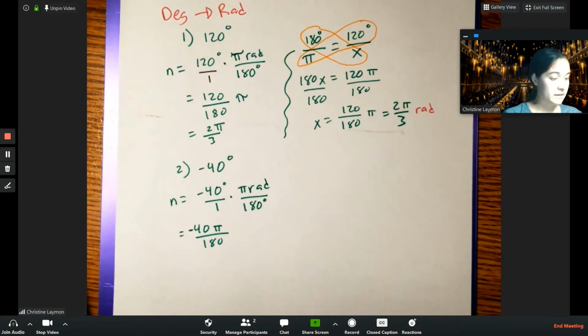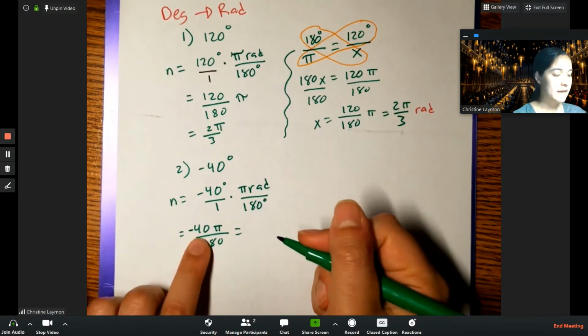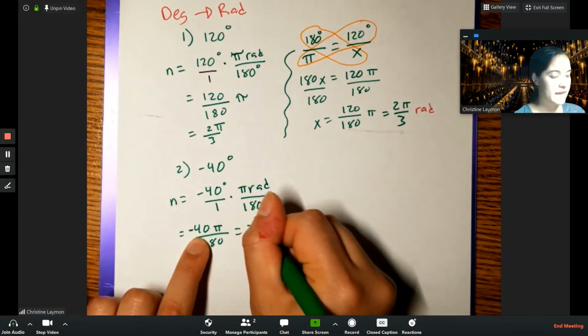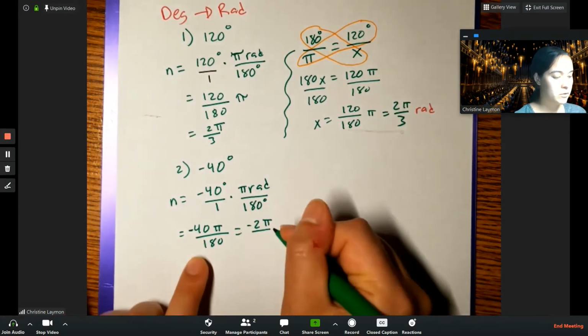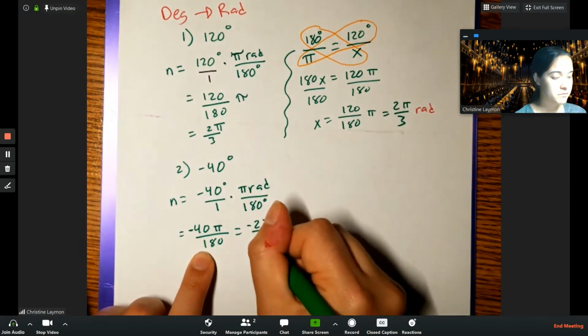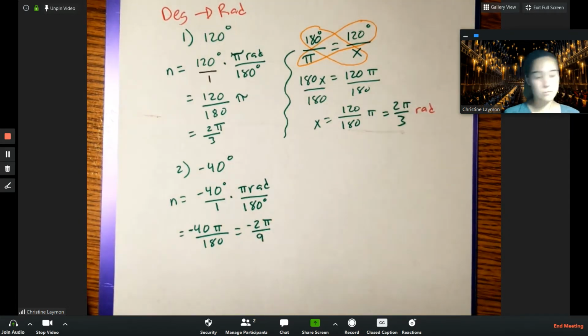Notice that I can divide top and bottom by 20. Negative 40 divided by 20 is negative 2. 180 divided by 20 is 9. So I have negative 2 pi over 9.